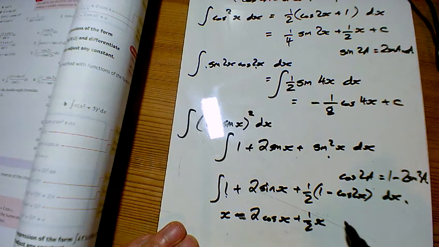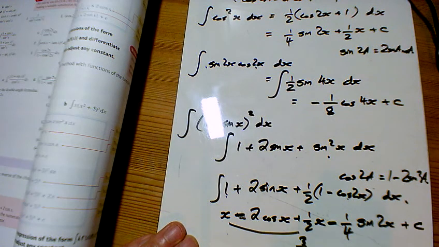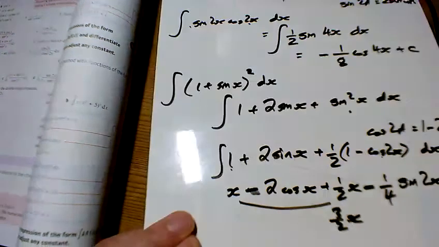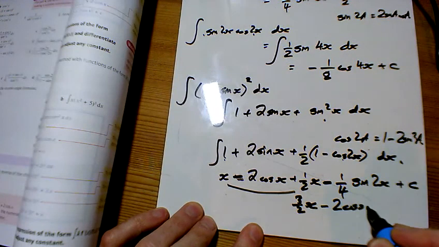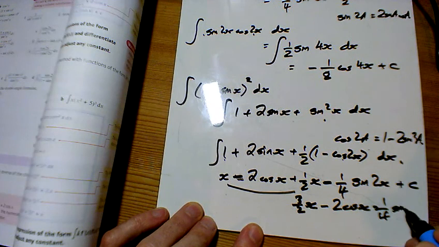I'll combine that with the other one in a second. And then I've got cos going to sine 2x there, dividing by 2 as well. A half divided by 2 is a quarter. And so just joining that together for a 3 over 2 x at the end there. Can't quite see it, but I've got 3 over 2 x minus the 2 cos x and minus the quarter sine 2x.